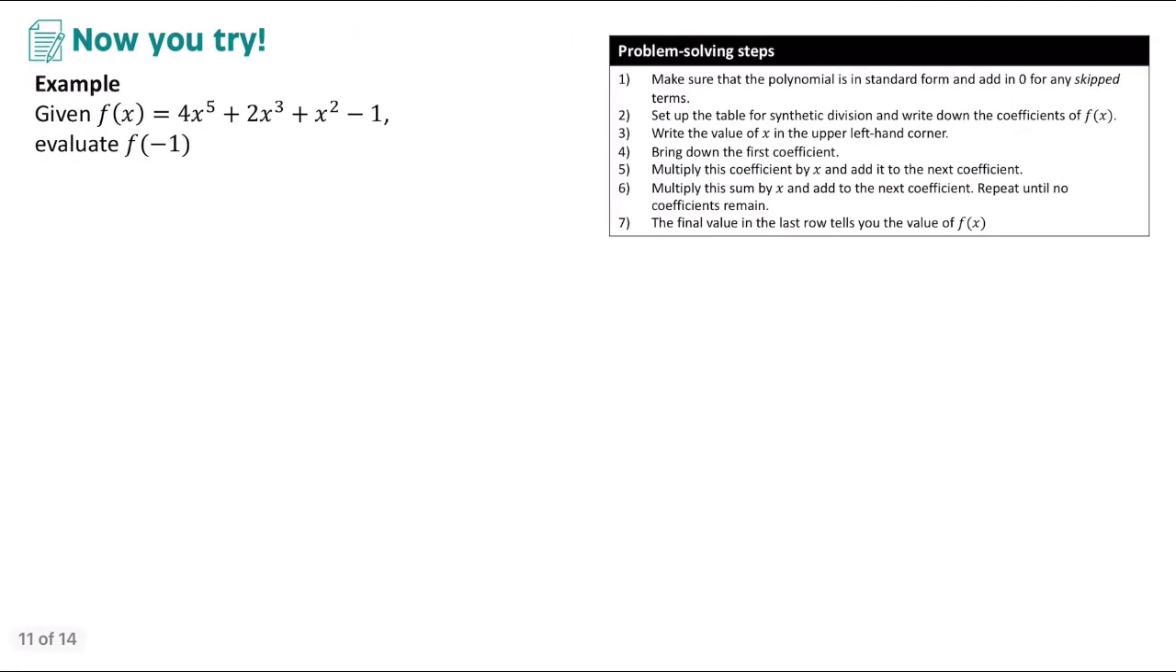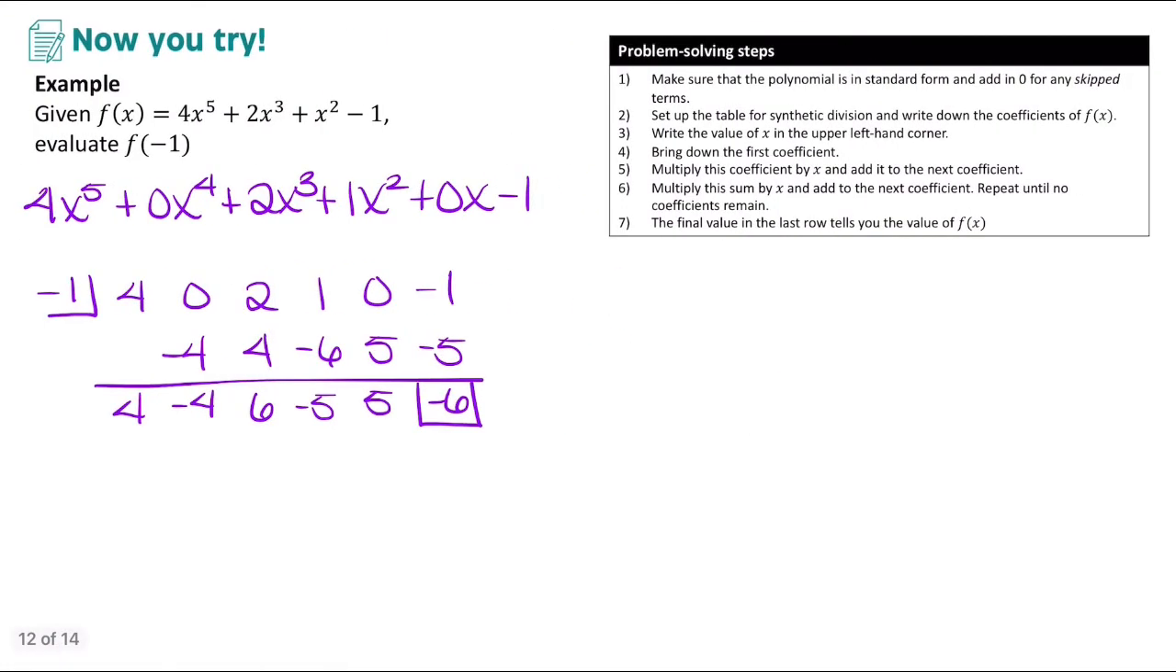So now you can go ahead and pause the video and try doing this example on your own. So here, once again, you can see that we have our skipped terms that we need to add in. So we have 4x to the fifth, but then we need to add 0x to the fourth. We have a 2x cubed, and then we need a 1x squared, and then we add in a 0x term. And then we have minus 1. So we write out all these coefficients as our first row, and then we have negative 1 in the upper left-hand corner.